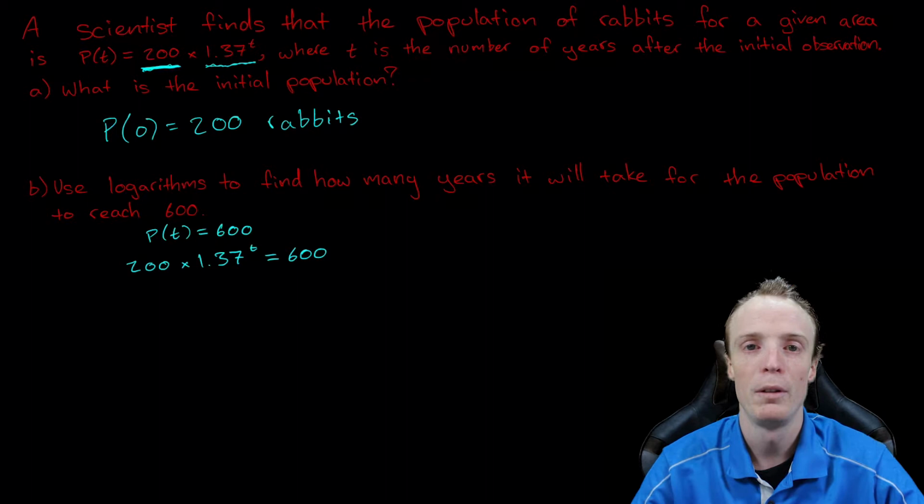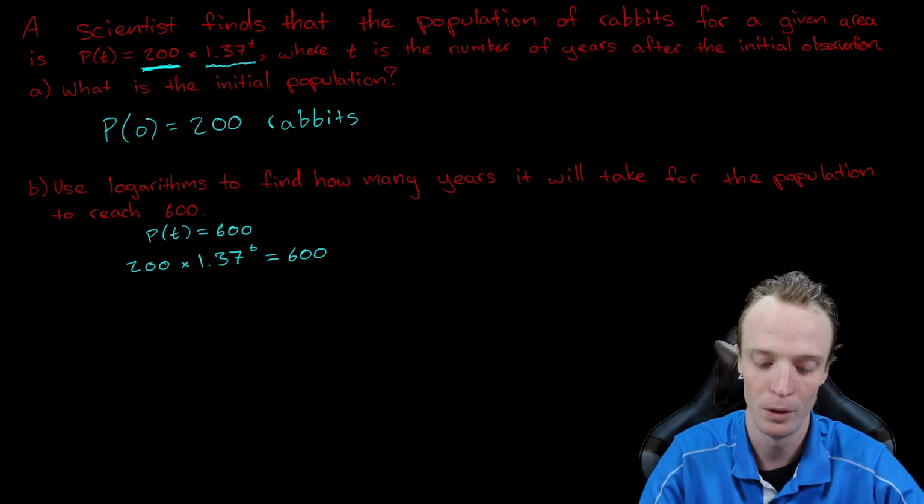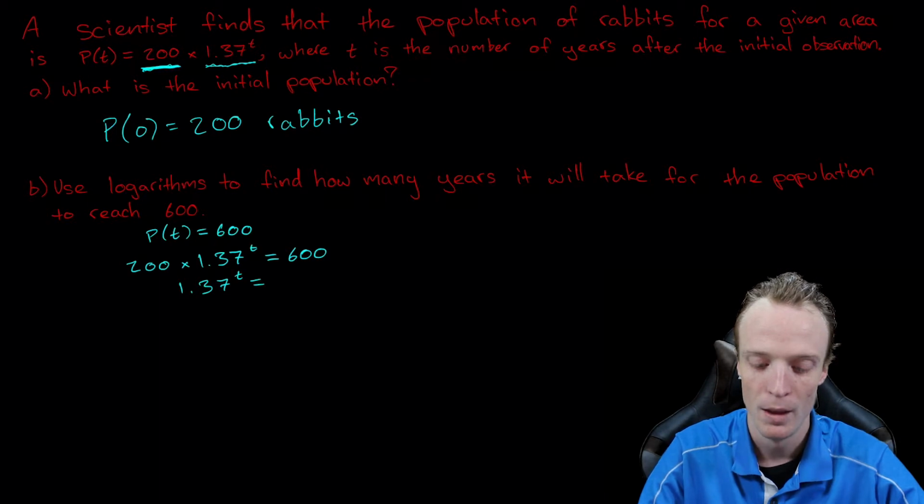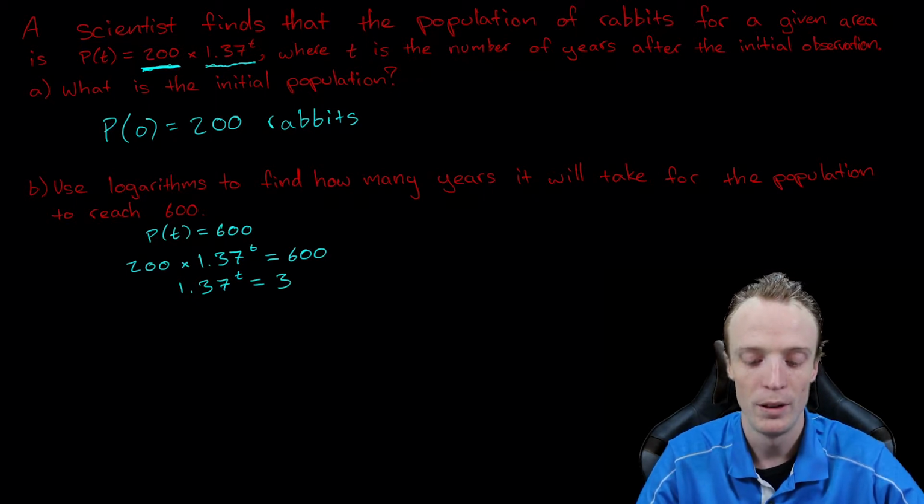And from here, I want to rearrange this just to get the 1.37 raised to the power of t on its own on the left-hand side. So because it's being multiplied by 200, it means I need to divide both sides by 200. So when I do that, on the left-hand side, I'll have 1.37 raised to the power of t, and then 600 divided by 200 is going to be equal to 3. So now I know that 1.37 raised to the power of t is equal to 3.